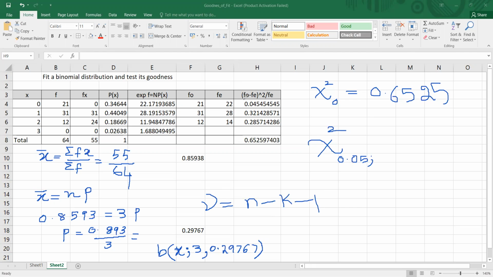How many cells are used in the calculation of chi-square? 1, 2, 3 cells are used. So n is 3 here. And k is 1, one parameter estimated from the sample, and minus 1. So this is equal to 3 minus 2, which becomes 1. So the degrees of freedom will be 1. I'm taking the value of chi-square with 1 degree of freedom from the chi-square table. It is 3.841.